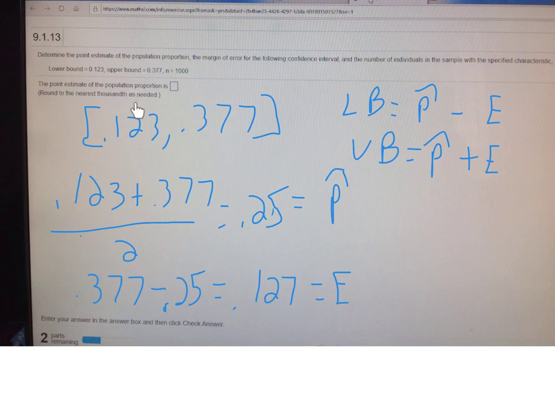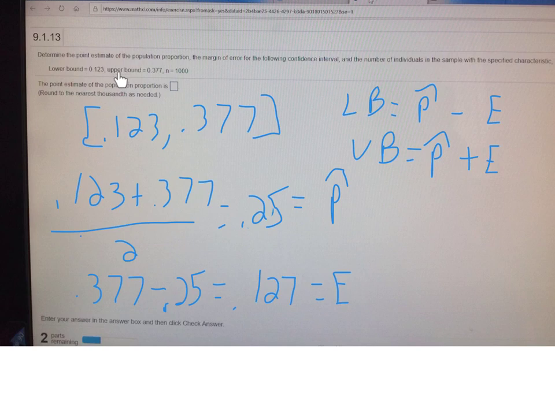Well, I saw your question in the email here. Determine the point estimate of the population, the margin of error, and the number of individuals in the sample for the following confidence interval. So you're given a lower and upper bound.